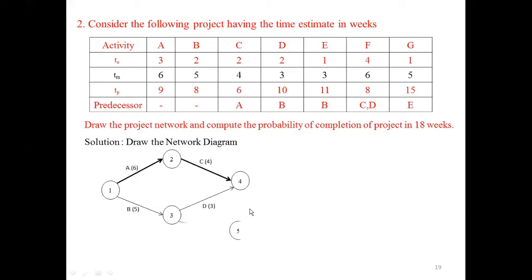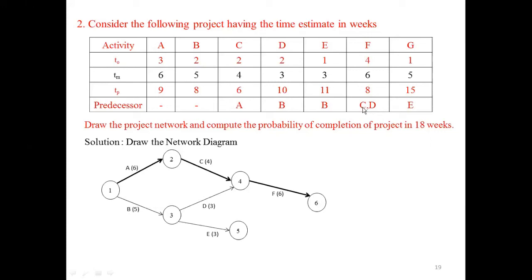Then for the next activity, for E, you have to write in front of B. That is, from the B in front of E. Here you have to write E in front of B. That is, you have to start from node 3, draw node 5, and draw an arrow marker. You have to write E. Corresponding to activity E, the most likely time is 3. Here you write 3.